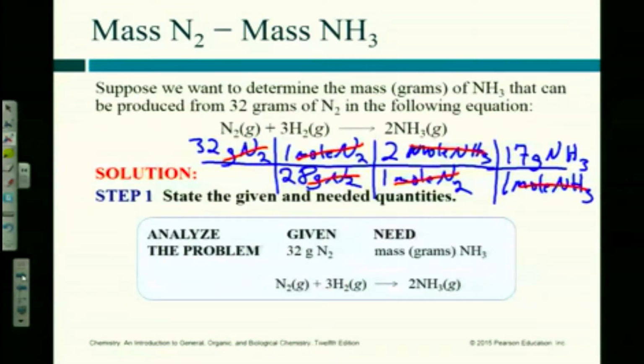What is it? It's like 38 point, so we'll just call it 39 grams for 2 sig figs of ammonia.